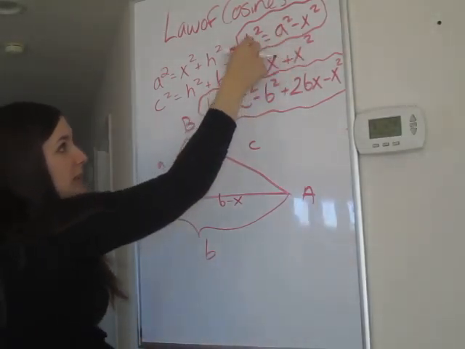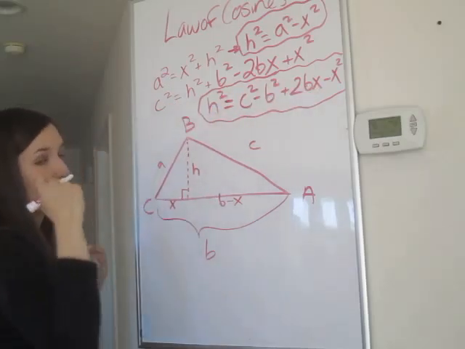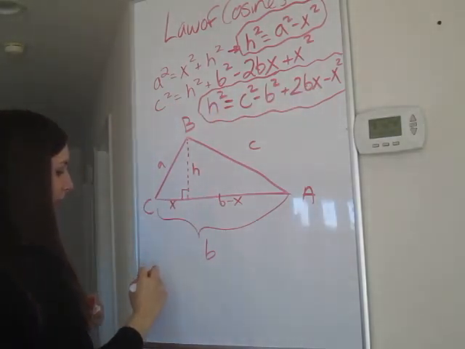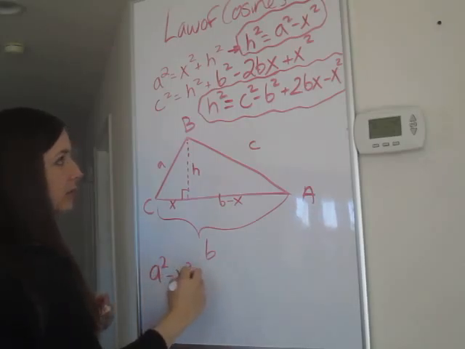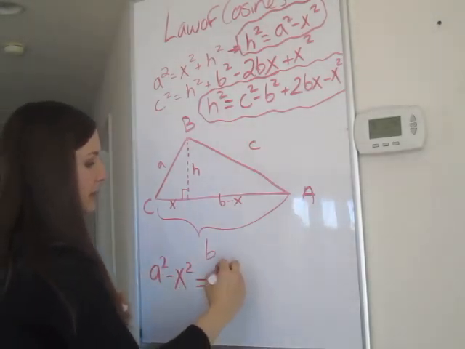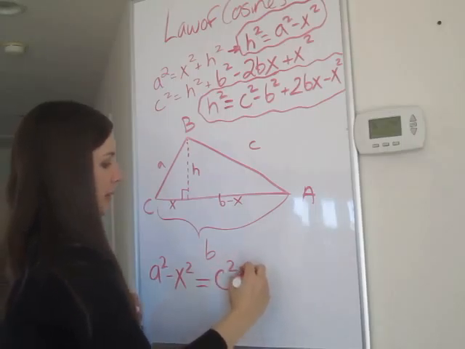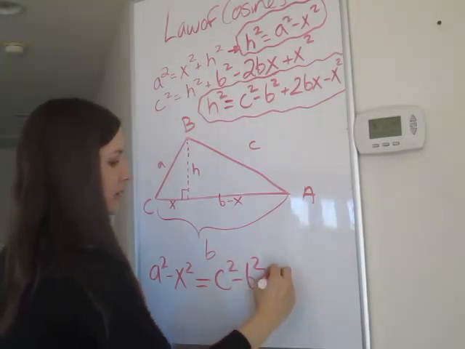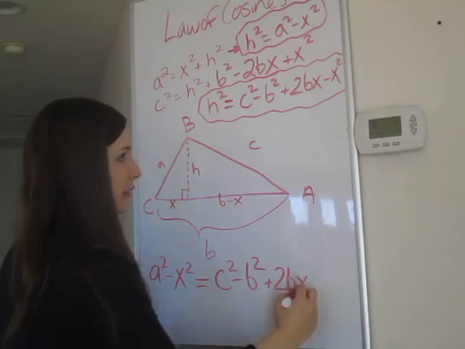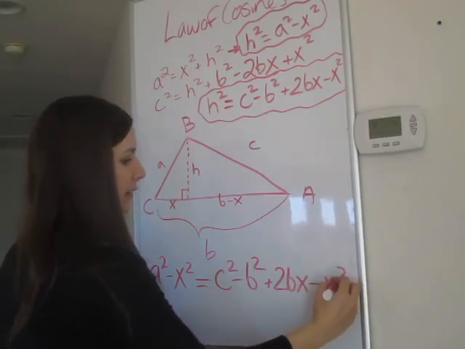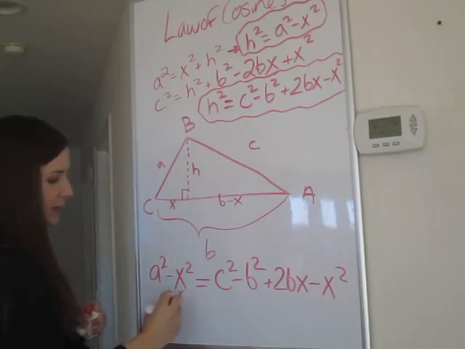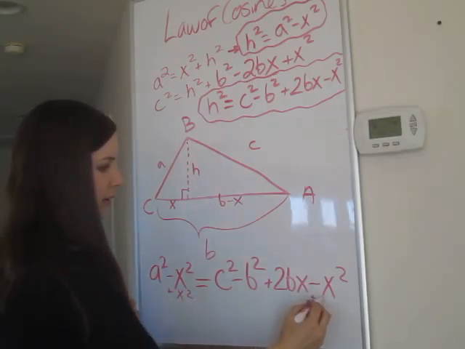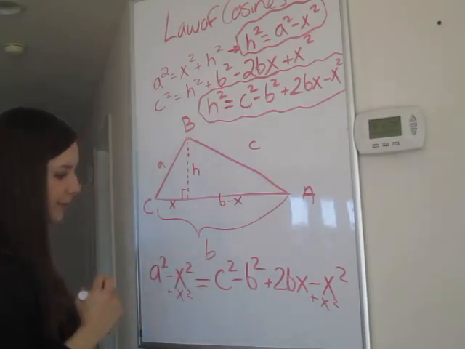Okay, since this is equal to h squared and this is equal to h squared, they are therefore equal to each other. So we can write a squared minus x squared equals c squared minus b squared plus 2bx minus x squared. You can do some simplification. If I add x squared to both sides here, that part becomes 0.